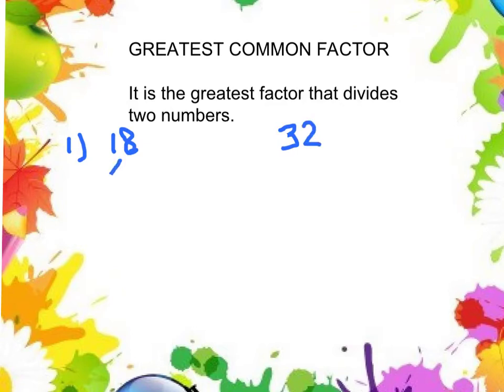You know that 18 is 9 times 2, and 9 is 3 times 3. We get down the 2, and we will have 2 times 3 squared.